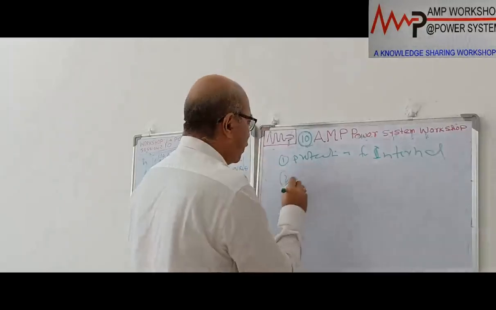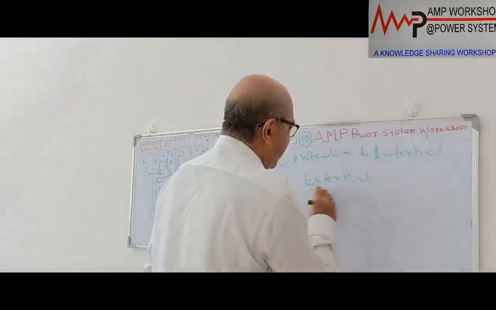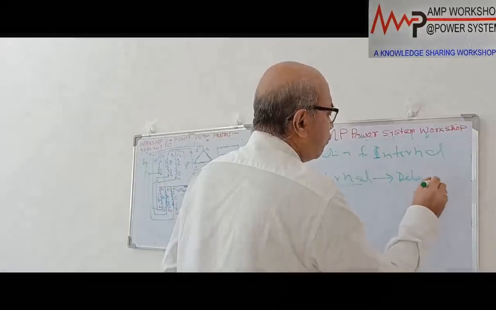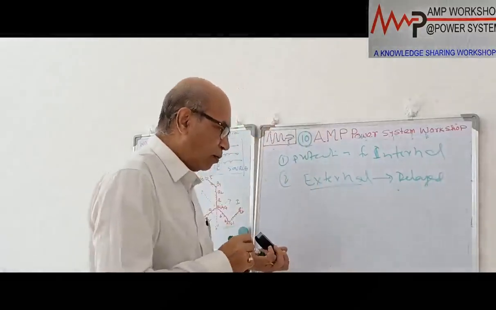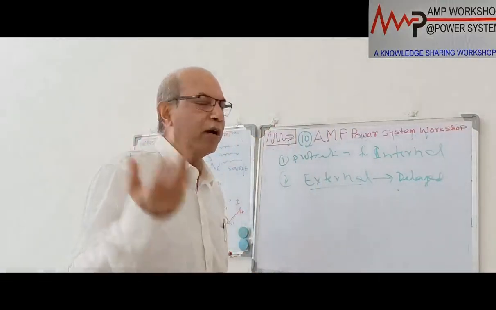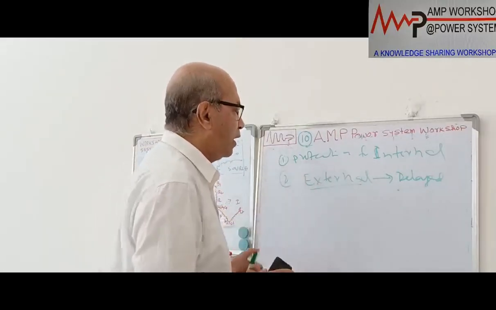And another is a protection for external fault. These two faults we have to protect this transformer, but external fault protection will be delayed. We have to give a delay so that we give a chance to clear the fault for the respective equipment where the fault has taken place. If that is not cleared, then this grounding transformer will take care of the fault.